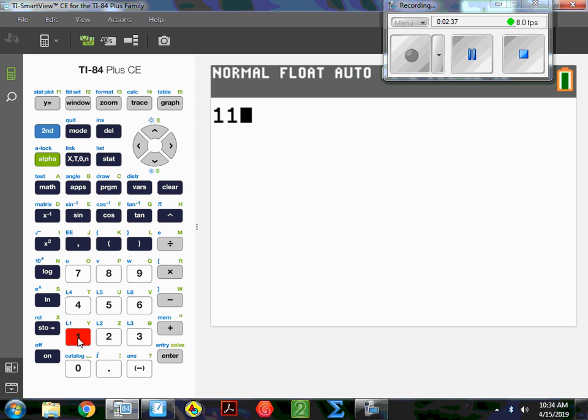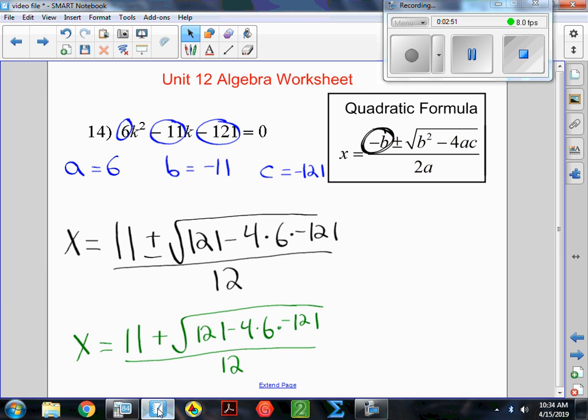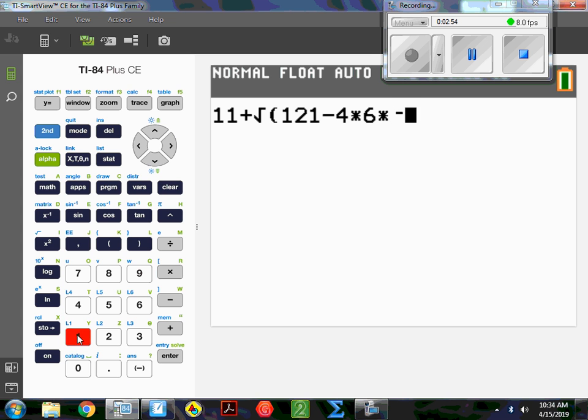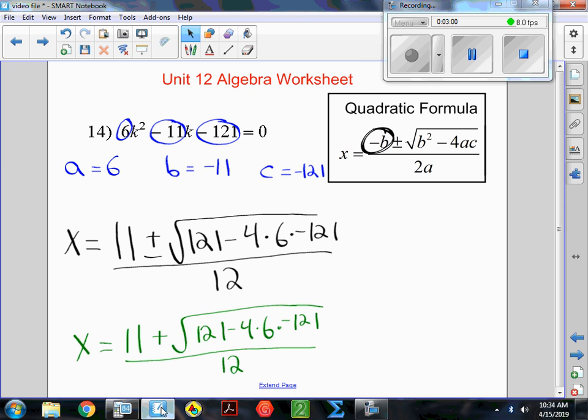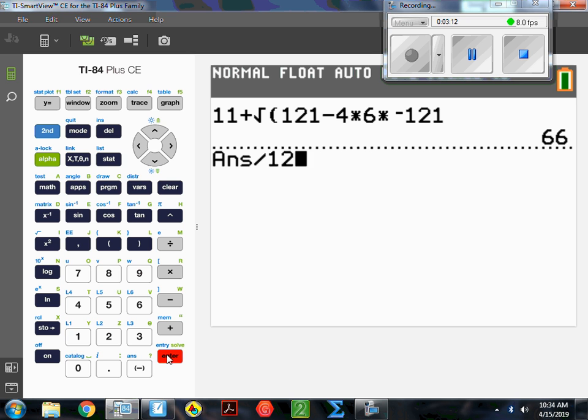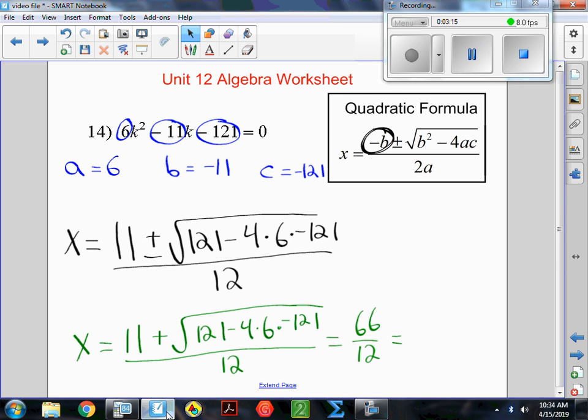So 11 plus the square root of b squared, which is 121, minus 4 times a, don't remember what a was, 6, times c, which was negative 121, and enter. 66. So this is equal to 66 over 12. Okay, I believe that's going to be about 5.5. So 66 divided by 12 is exactly 5.5. So 5.5 is one solution.